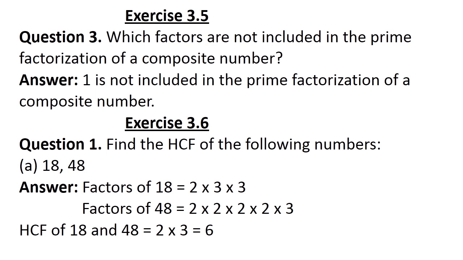A. 18, 48. Answer. Now factors of 18 is equal to 2 multiplied by 3 multiplied by 3, and factors of 48 is equal to 2 multiplied by 2 multiplied by 2 multiplied by 2 multiplied by 3. So HCF of 18 and 48 is equal to 2 multiplied by 3 is equal to 6.